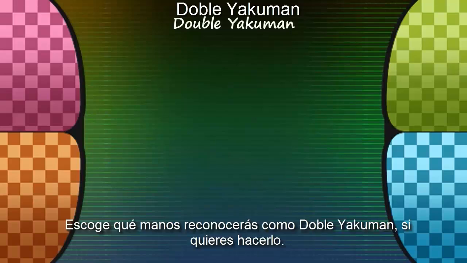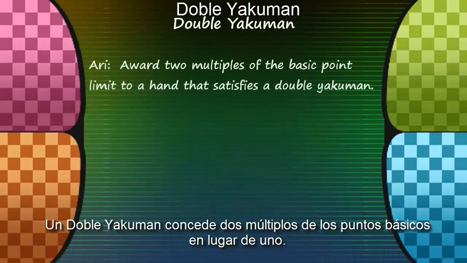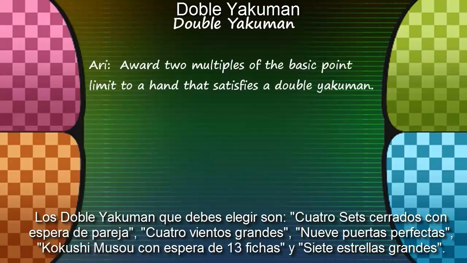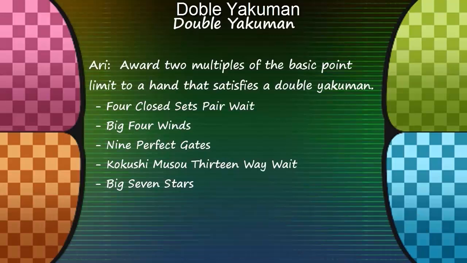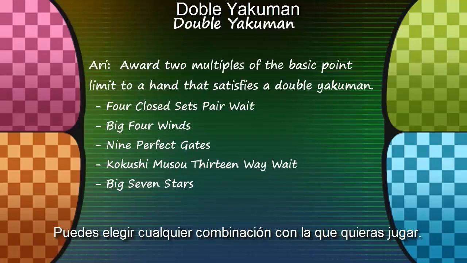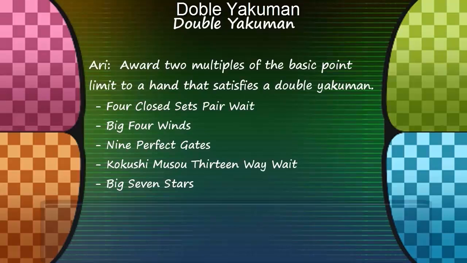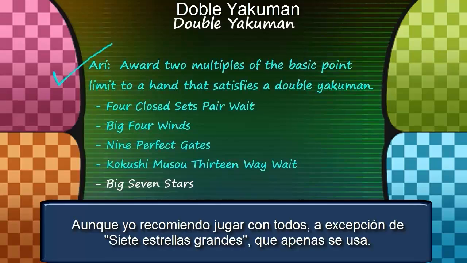Choose which of the double Yakuman hands you want to recognize, if any. A double Yakuman adds 2 multiples of the basic point limit to the winning hand score instead of 1. The double Yakuman you have to choose from are 4 closed sets pair wait, big 4 winds, 9 perfect gates, Kokushi Musou 13-way wait, and big 7 stars. Refer to their explanations in the Yakuman chapter for details. You can pick any subset out of the list that you want to play with. Or you can play without any double Yakuman at all. But I recommend playing with all of them except for big 7 stars, which isn't as commonly used.